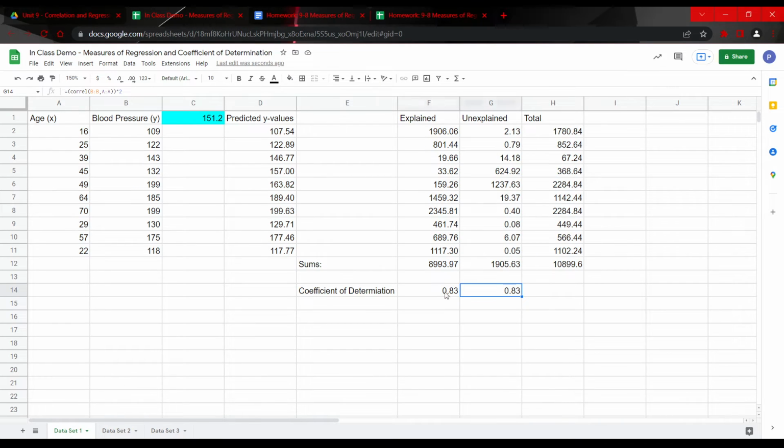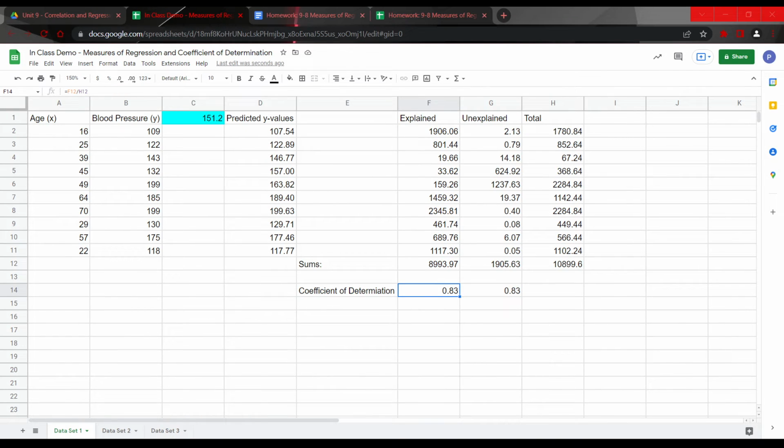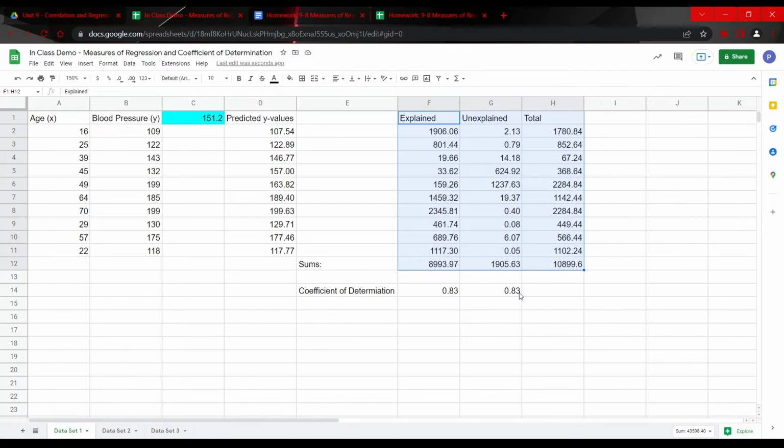You can do it either method. If I ask you to only find a coefficient of determination, then you can just get the correlation coefficient and square it, and you don't have to do any of the above. For the homework, I will ask you to do the above, the explained, unexplained, total, and find the sums of those. But in general, if I only ask for the coefficient of determination, all you need to do is find the correlation coefficient and square it.